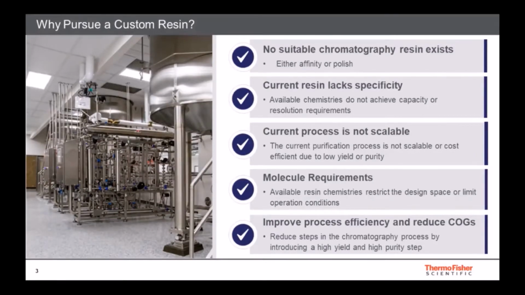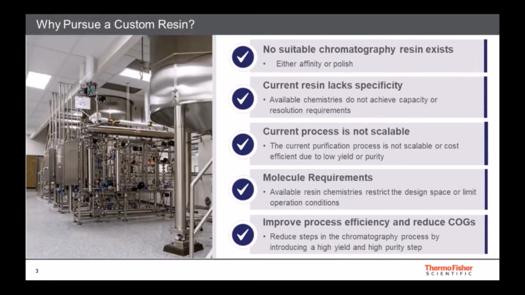There are a lot of different reasons why you might look into a custom resin, and this slide lists some of the obvious ones. There's no suitable resin on the market right now, either affinity or an inert chemistry like ion exchange or HIC. And so you might want to propose a custom resin to do the purification heavy lifting and capture through affinity. Also, current resins lack specificity, so you may not have an inert chemistry like a cation exchanger that's going to allow you to achieve the goals you have.